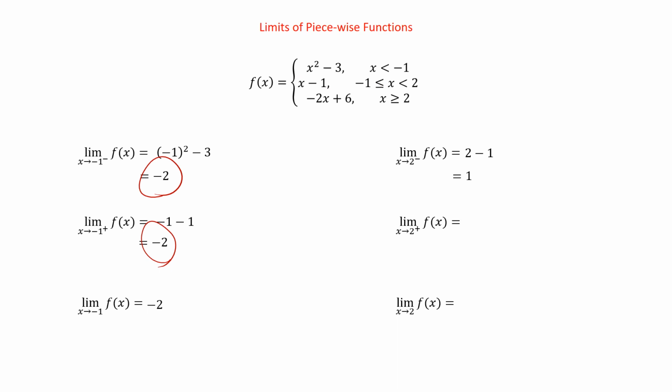And then as x goes to 2 from the positive side, so when x is bigger than 2, we're going to plug in 2 to that bottom equation. So we get -2 times 2 plus 6, that would be -4 plus 6, which is 2. To find the overall limit, we look at the two one-sided limits. Those two things are not equal, and so the overall limit does not exist. And so that's generally how you find limits of piecewise functions.